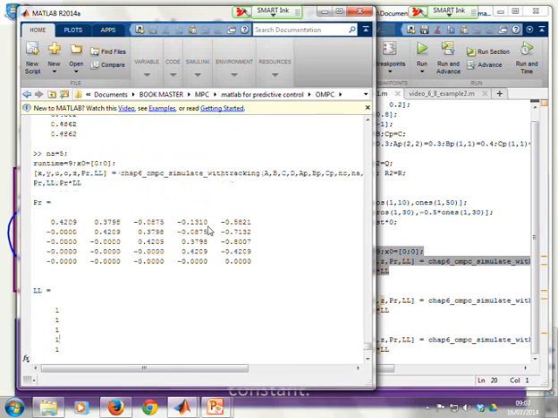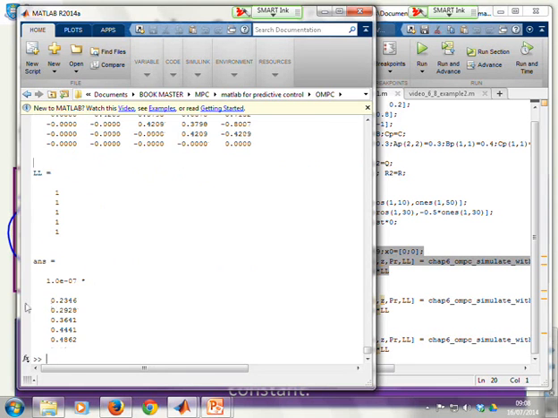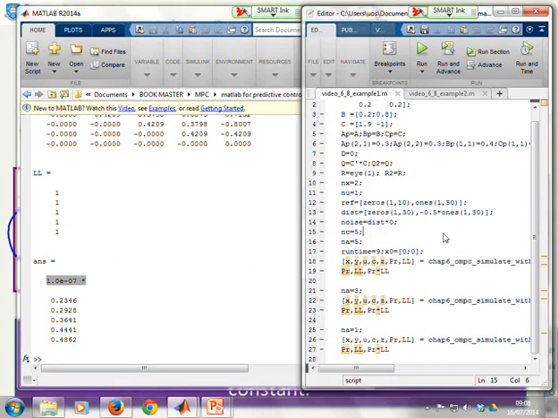What do we notice now? Well, here's my PR term, and you can see the structure, 0.4209, 0.4209, 0.4209, 0.4209. You look below, 0.3798, 0.3798. You can see it's got this striped structure, which is exactly what you expect from optimal control solutions. If I look at PR times LL, what do you notice? You get 0.